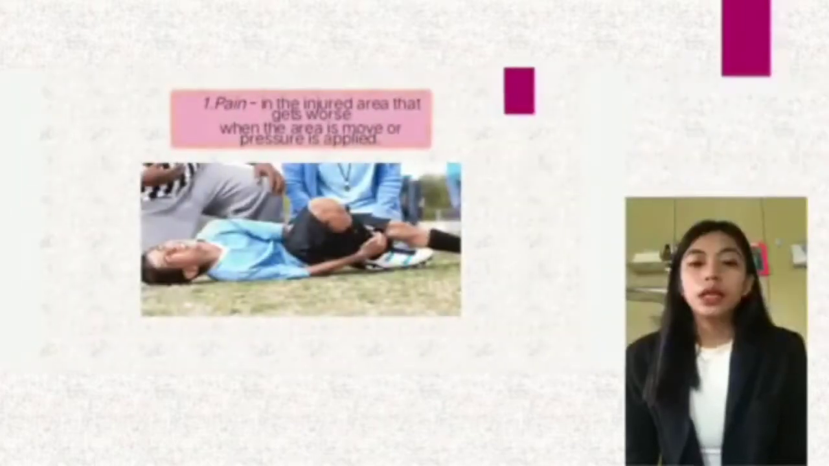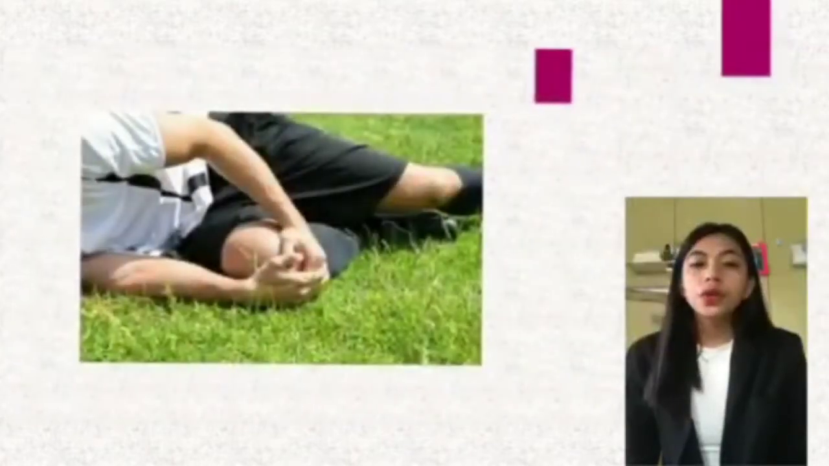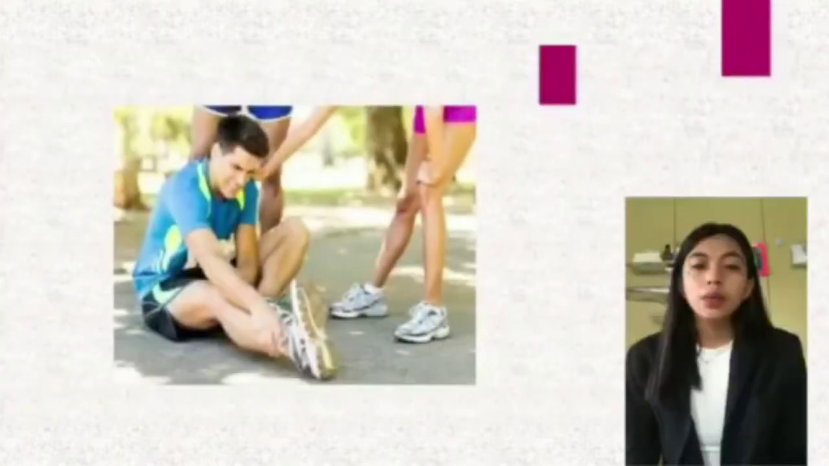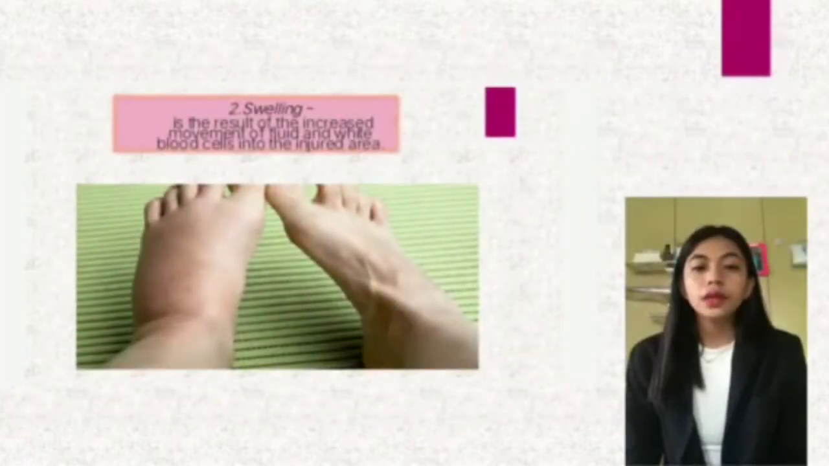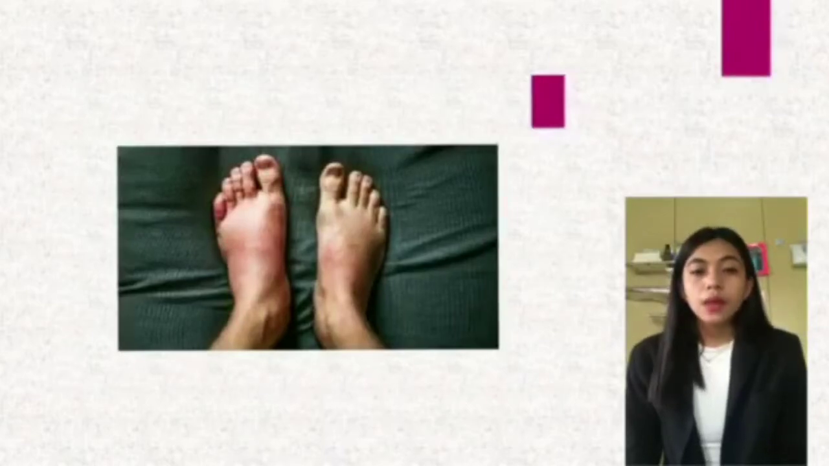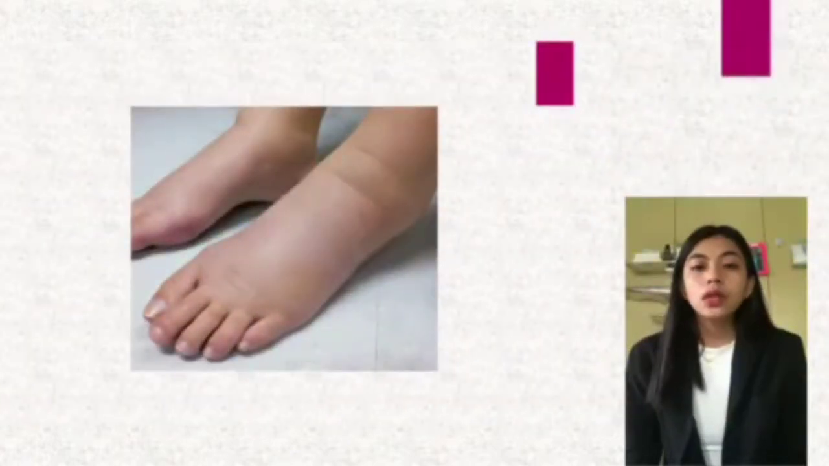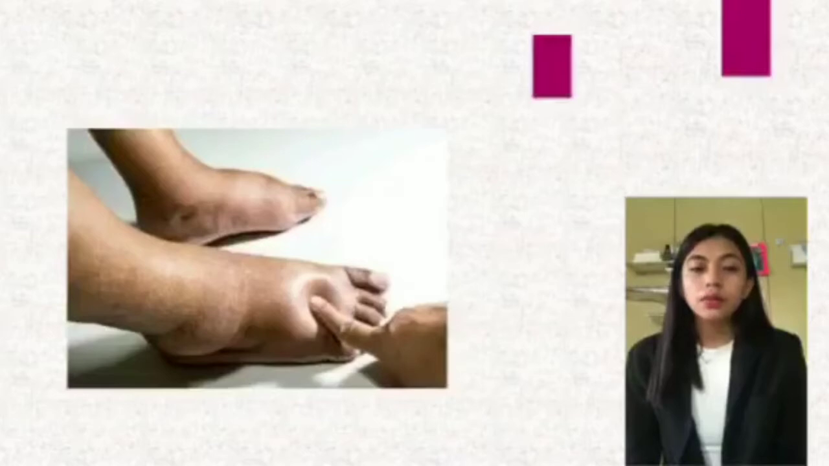The first is pain in the injured area that gets worse when the area is moved or pressure is applied. Both the fracture and any injuries to the body tissue near the fracture site can produce pain. Second is swelling. It is the result of the increased movement of fluid and white blood cells into the injured area. Muscles that surround the injured area may go into spasm when they try to hold the broken bone fragments in place, and this spasm may cause further pain.